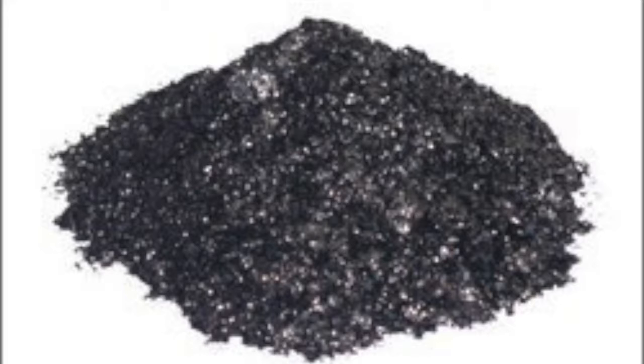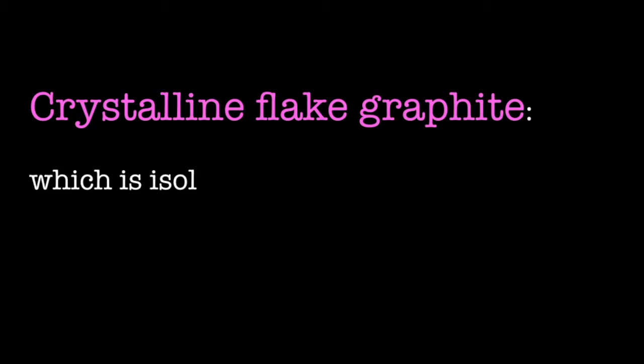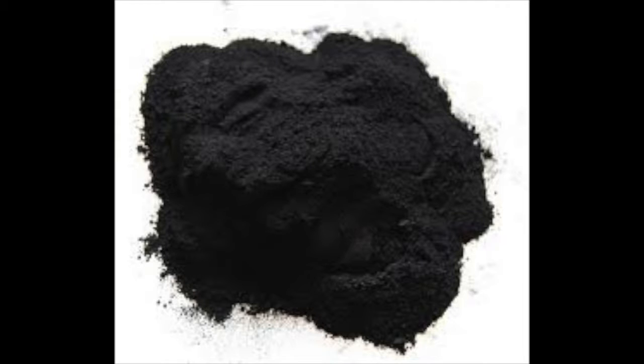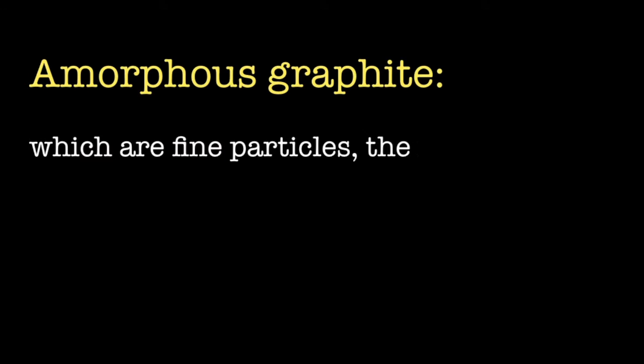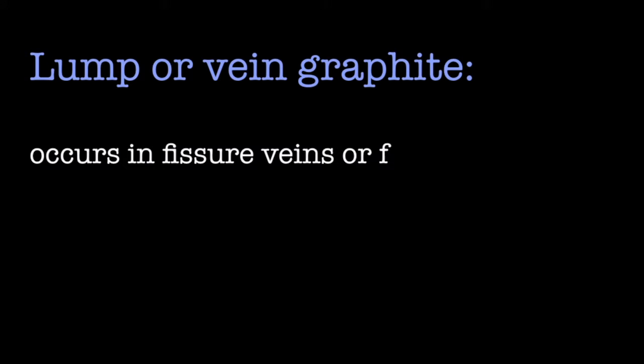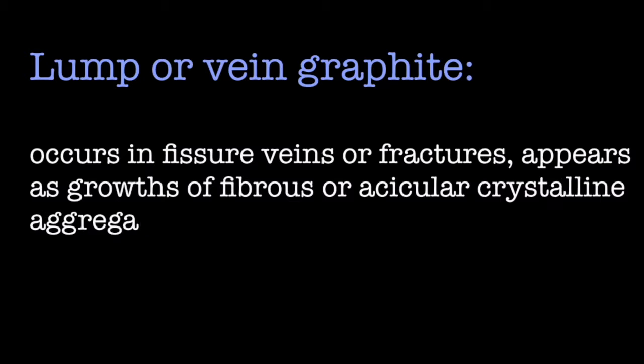There are 3 types of naturally occurring graphite. The first is crystalline flake graphite, which is isolated, flat, and is made of plate-like particles with hexagon edges. The second is amorphous graphite. Amorphous graphite is made of fine particles and is the result of thermal metamorphism of coal. This is sometimes called metaanthracite. The third is lump or vein graphite, which occurs in fissure veins or fractures and appears as growths of fibrous or acicular crystalline aggregates.